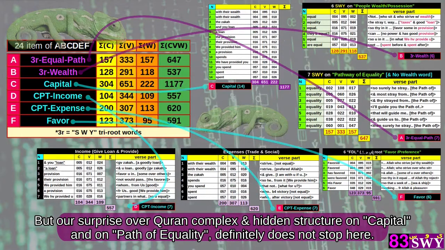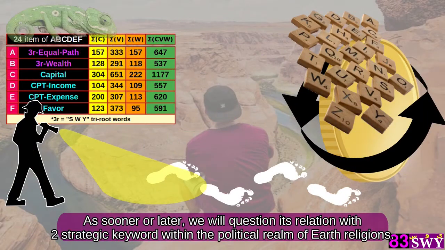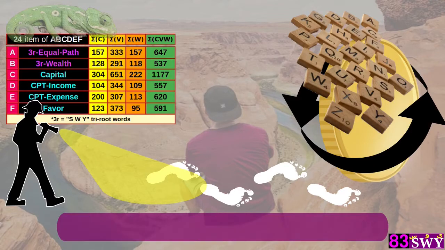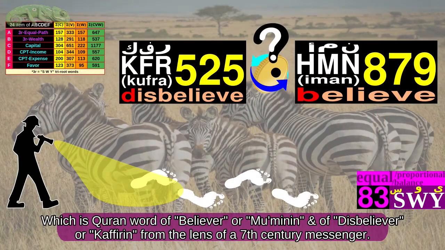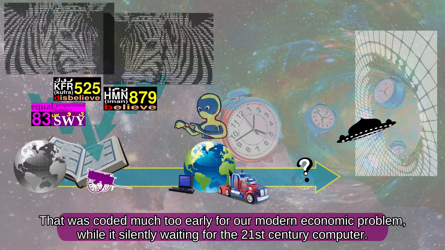But our surprise, over Quran's complex and hidden structure on capital, and on the path of equality, definitely does not stop here. As sooner or later, we will question its relation with two strategic keywords within the political realm of earth religions, which is the Quran's word of believer, or mu'min in, and of disbeliever, or kafir in, from the lens of a 7th century messenger, that was coded much too early for our modern economic problem, while it's silently waiting for the 21st century computer.